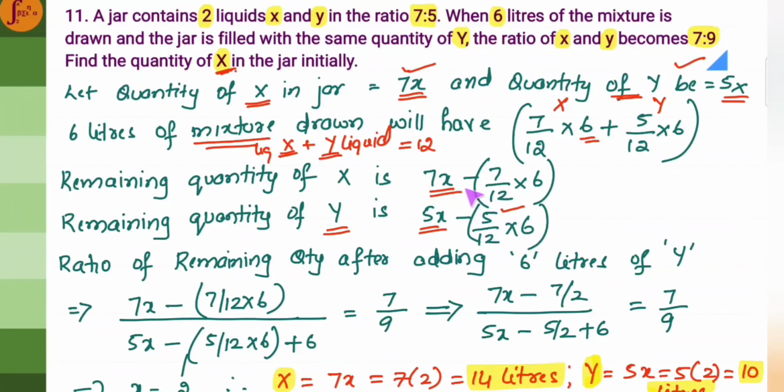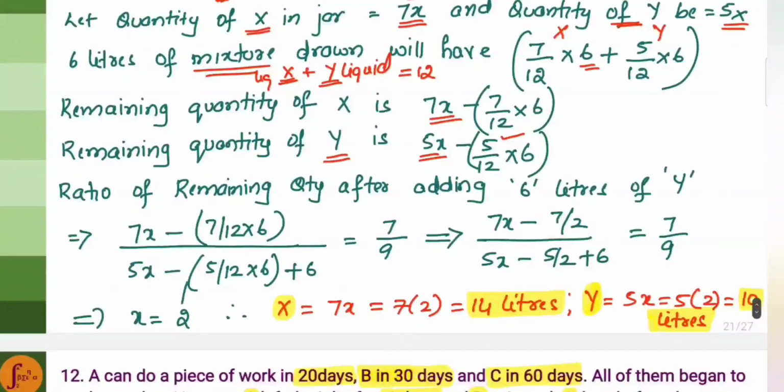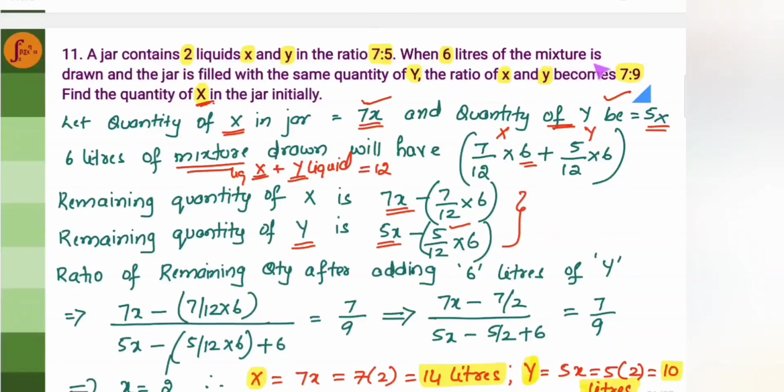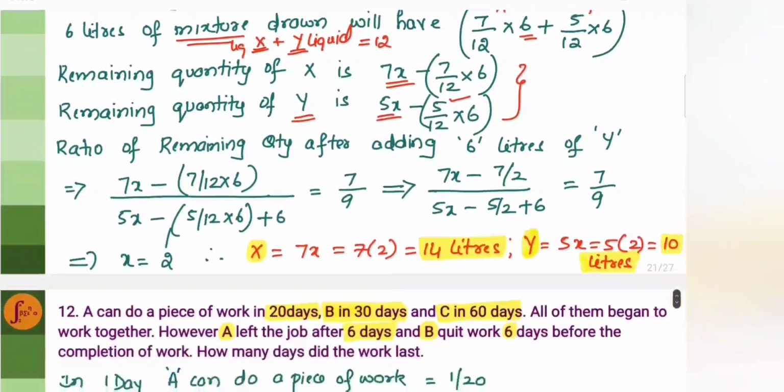So now we subtract this, and then take the ratio of the two, because they've told us that when you remove 6 liters of mixture from the jar and add the same quantity of Y, what is the same quantity? 6 liters. You are adding back 6 liters, and that 6 liters is nothing but liquid Y. Then the ratio becomes 7:9. So first take the ratio. We know the ratio is going to become 7:9, so the ratio of this by this is 7/9. And we have to also add 6 liters of liquid Y, so we add this in the liquid Y section.